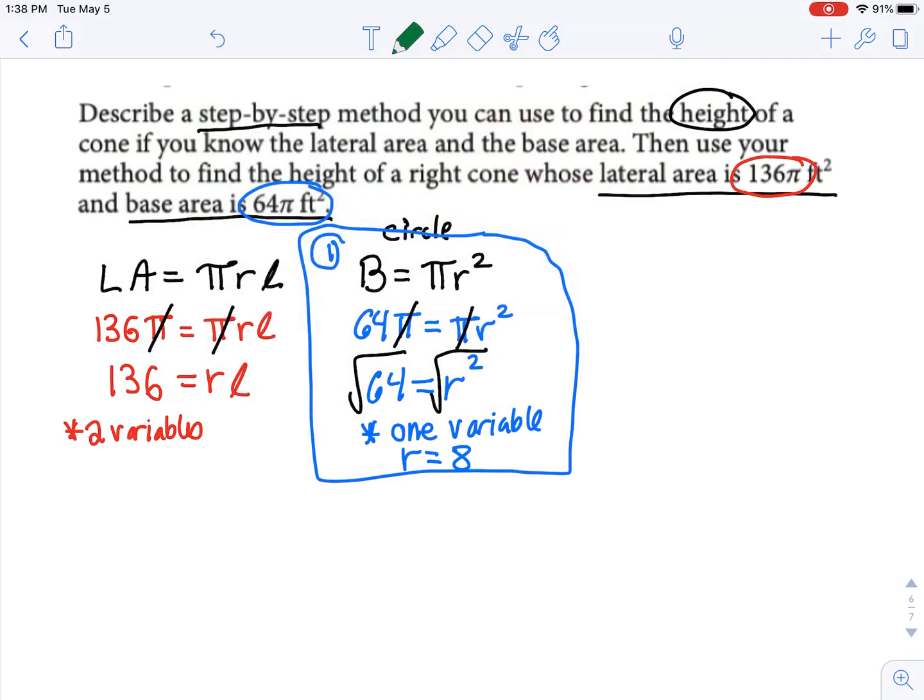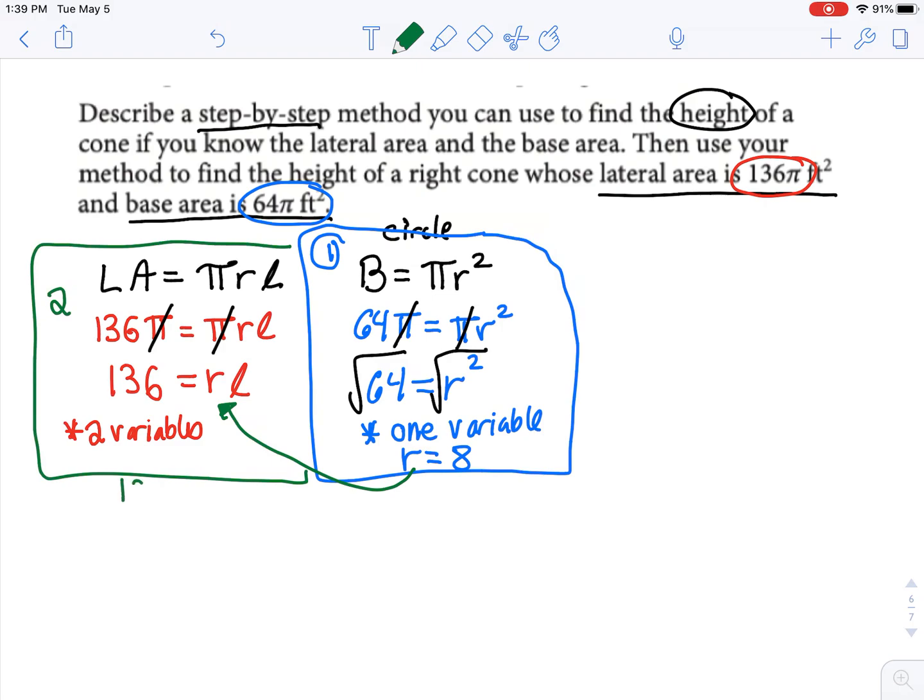Now once we know the radius, step 2 would be to take this radius, plug it into this equation over here. So step 2 will now be solving this equation. If I know that the radius is 8, I can now solve for the slant height by dividing both sides by 8. And the slant height, when I divide by 8, is 17. So now I have the slant height. Now the problem is asking us in this case to actually find the height of the right triangle.